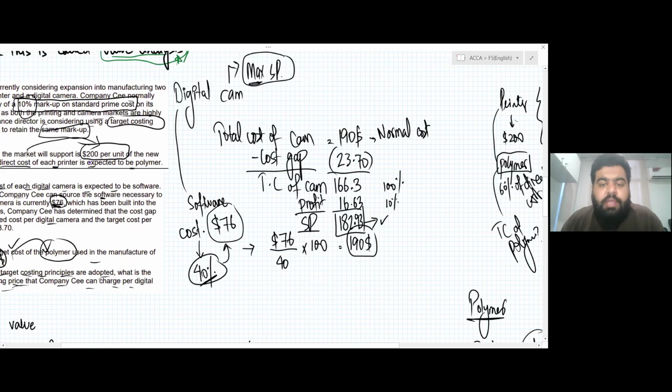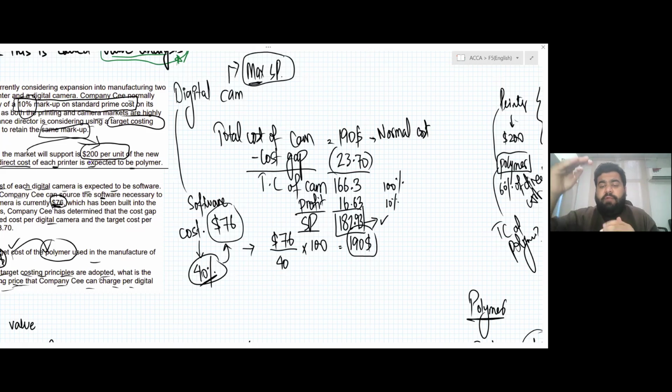If, for example, he's using 190 as the normal cost, adding 10% to it means the selling price will go to 209, and he's going to the market to sell it for 209. It will not be sold, because in the market the proper selling price is 182.93. So the proper selling price at which the customer can take the product easily will only be calculated if we have the target cost.